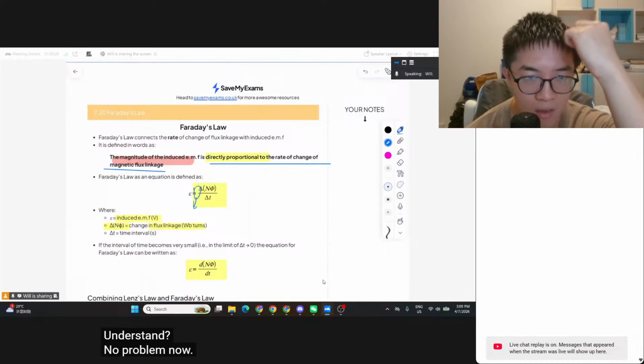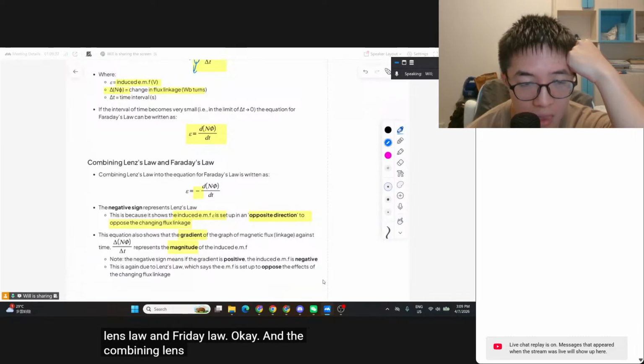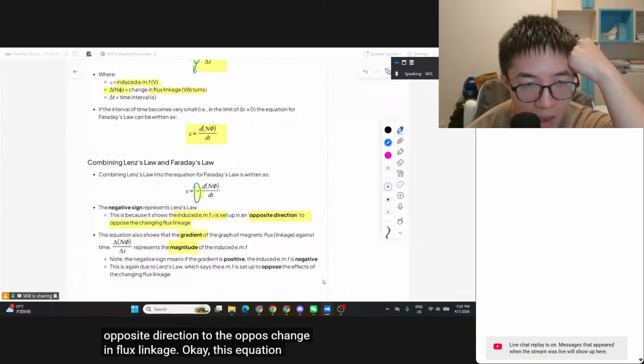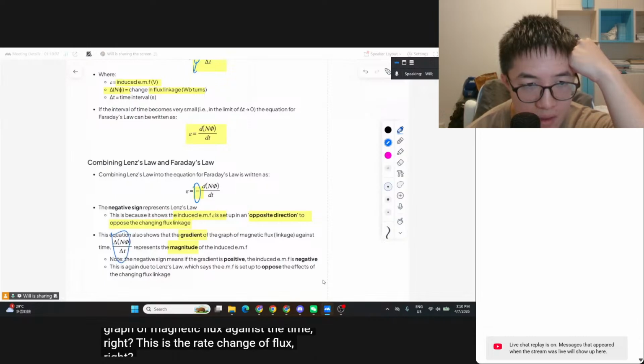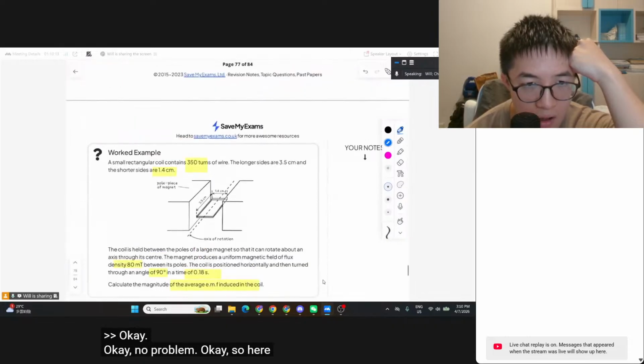Now look at that. Combining Lenz's law and Faraday's law, the combined equation for Faraday's law is written like this. The negative sign represents Lenz's law, because it shows the induced EMF is set up in the direction opposing the changing flux linkage. This equation also shows that the gradient of the graph of magnetic flux against time, the rate of change of flux, represents the magnitude of the induced EMF. No problem now. So here is the example.